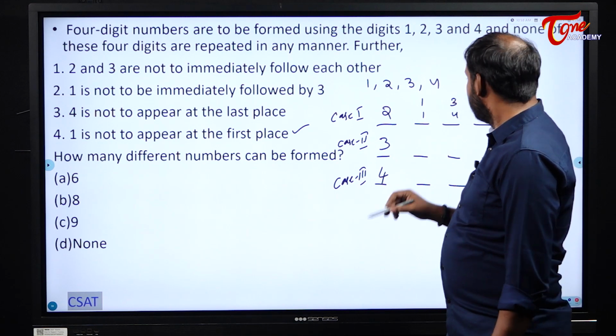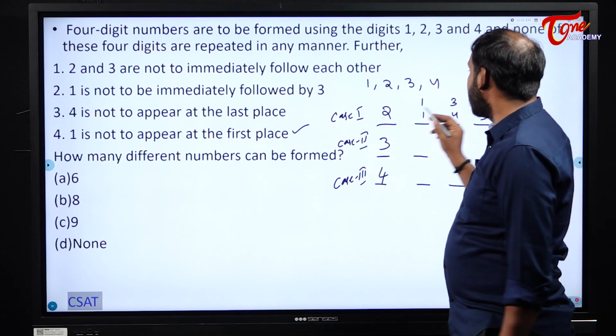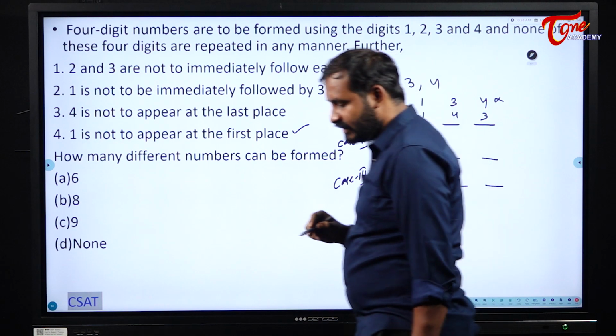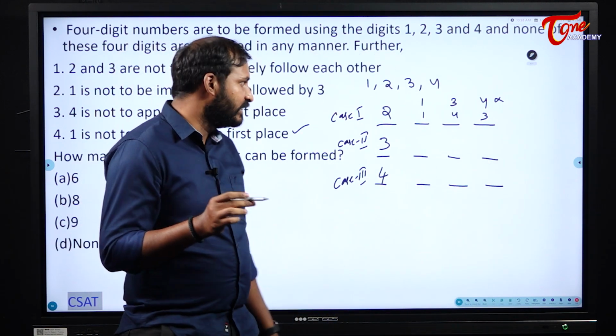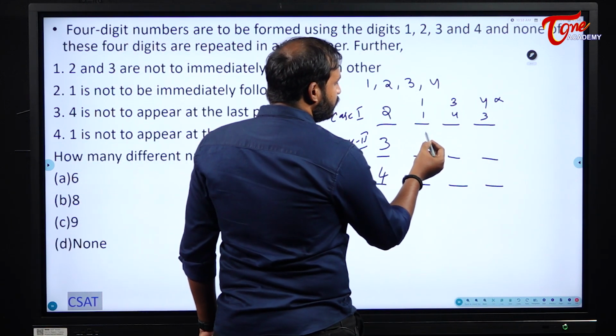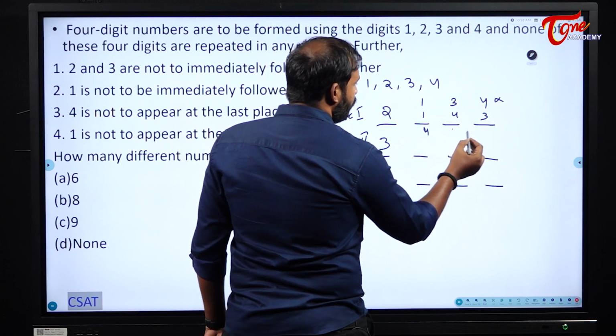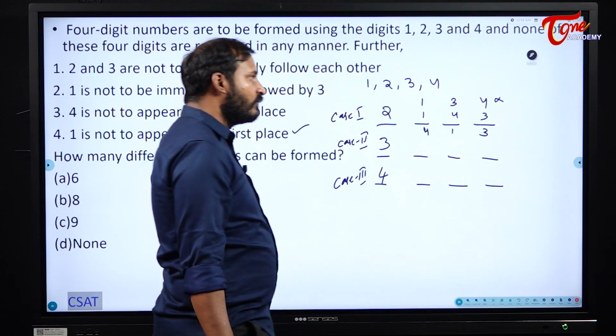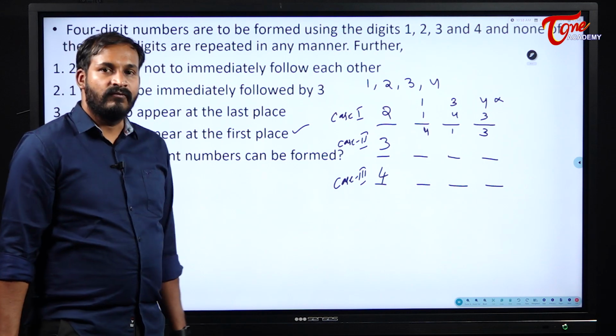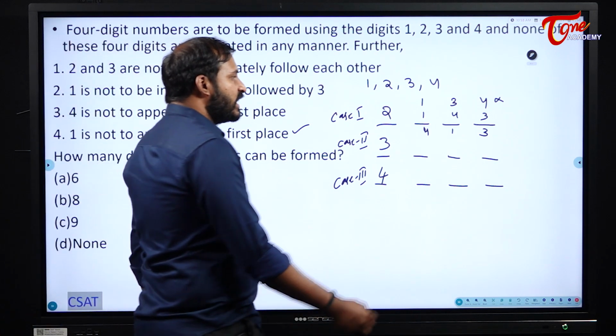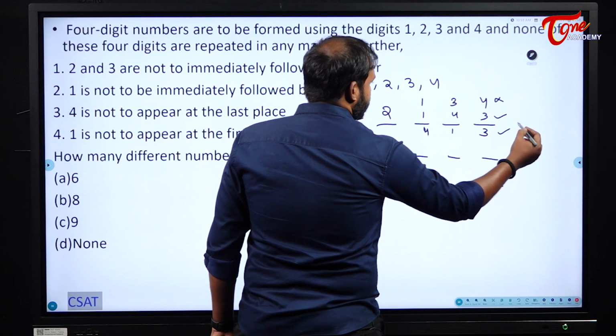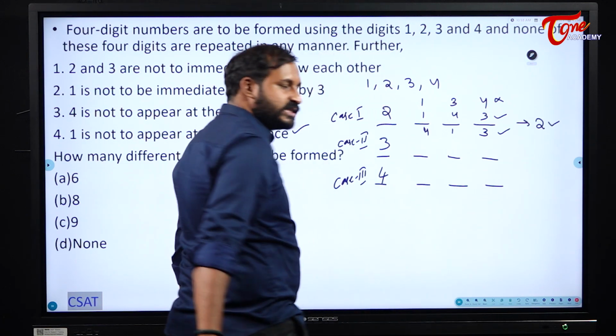And next, 4 should not appear at the last place. So the first chance is getting deleted. Or else what can I write? 2, 4, 1, 3 I can write. Why? Because 3 can follow 1. So how many chances do I have here? 2 chances. Okay. 2 chances I will have here.